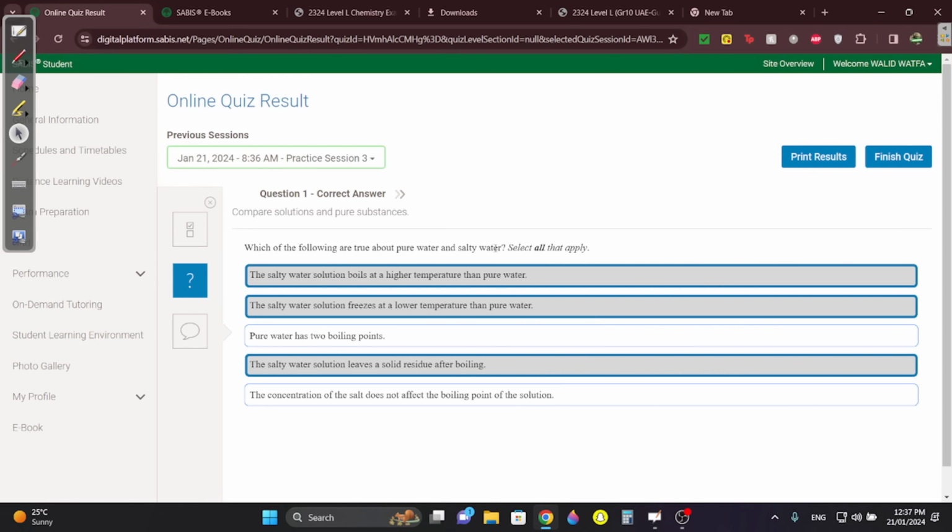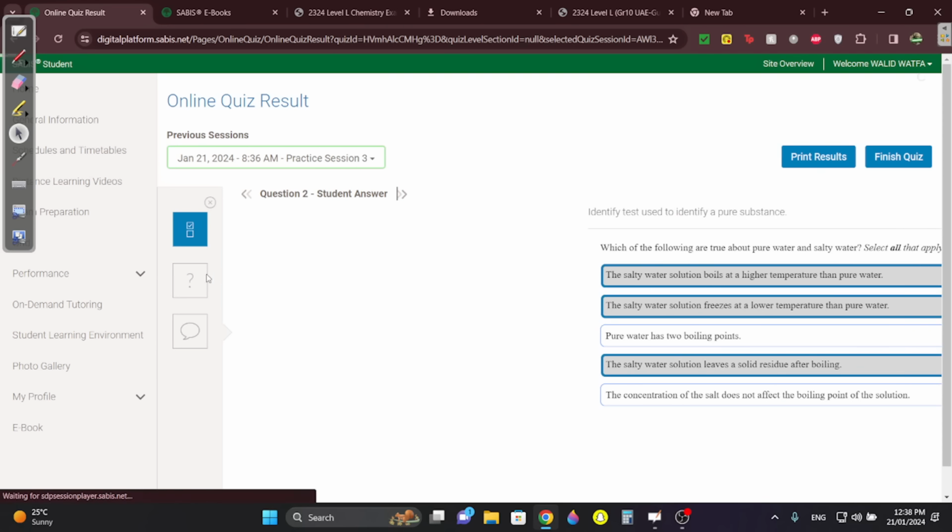So if you add salt to a water mixture, the freezing point will decrease, so it freezes at a lower temperature, and the boiling point will increase, so it boils at a higher temperature. Okay, and then they're saying the salty water solution leaves a solid residue after boiling. Obviously, if you boil salt water, the water will boil and the salt will just stay. It's not going to go, right? So it's going to leave a residue. Residue, meaning crystals, something's left behind.